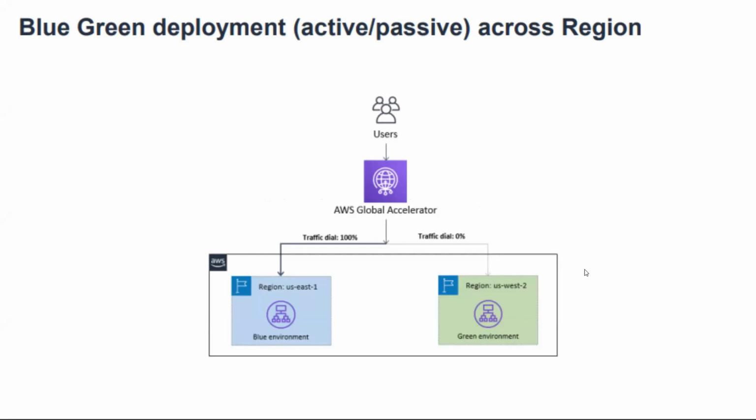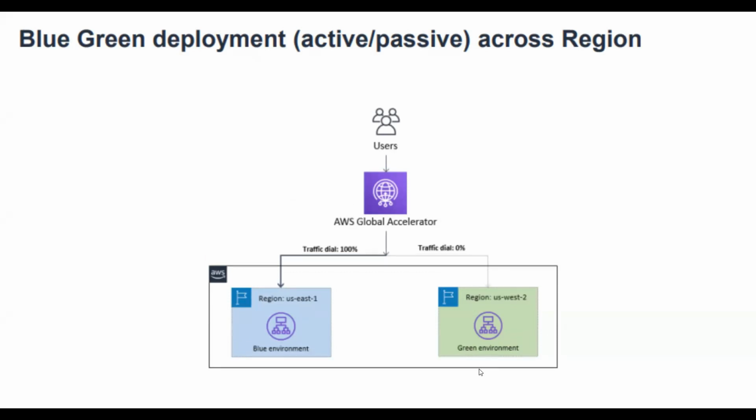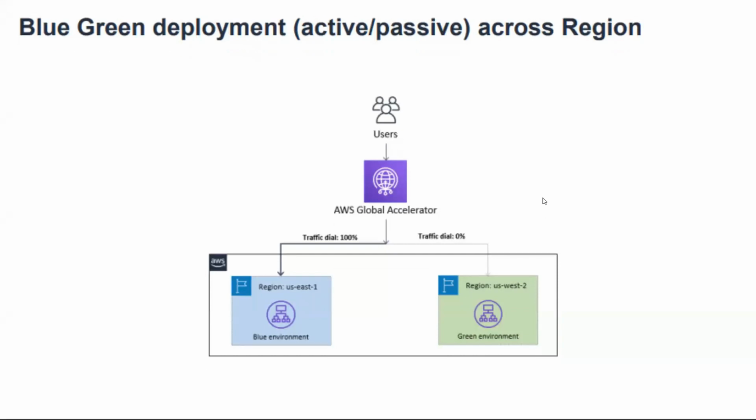The blue one is the current one running, and the green one is the backup one. Let me say that in the blue-green deployment strategy, blue is version one, and green is version two.